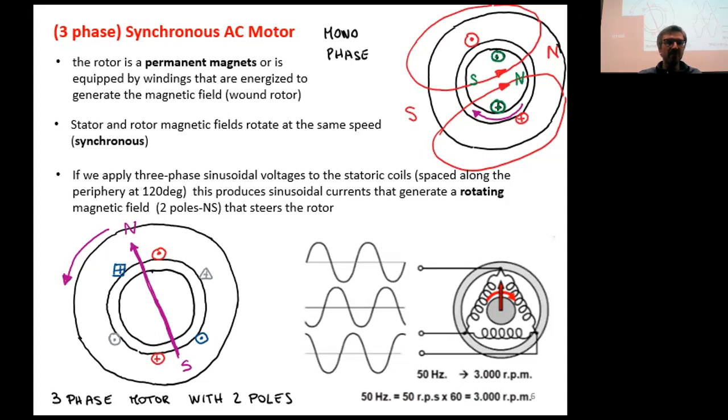So if you apply these three-phase sinusoidal voltages to the statoric coils that are spaced spatially on the stator at 120 degrees, and are spaced temporally with sinusoids of 120 degrees delay from each other, these voltages produce sinusoidal currents that, summed up in a certain way, can create a magnetic field, so two poles that are moving around the periphery of the stator, and they drive the rotor, as in the case of a DC motor.